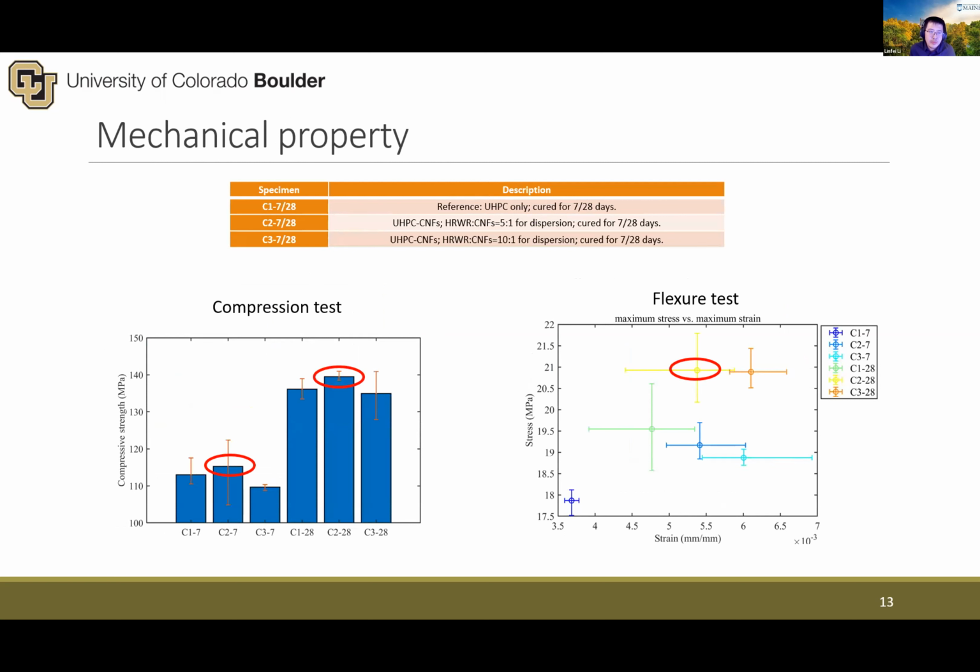And now, finally, we can move to the last chapter about making a comparison with a regular UHPC. The first one we did is about the mechanical properties. We ran the compression test at 7 days and 28 days, and also the flexural test. As you can see, there's not a big improvement on the compressive strength side, but we do capture a big difference in the flexural stress and the flexural strain, which means the carbon nanofibers did make an improvement on the flexural strength or ductility of the material.